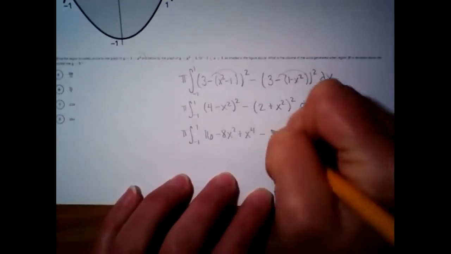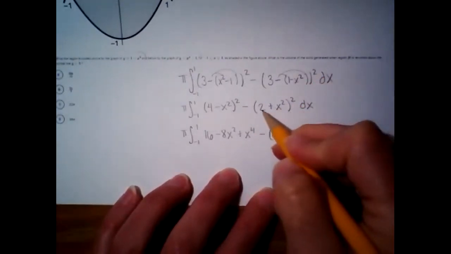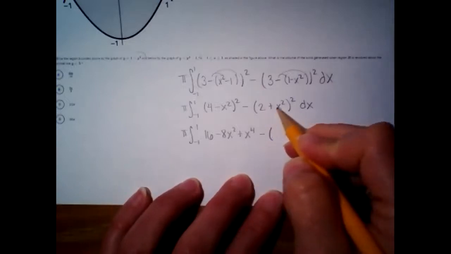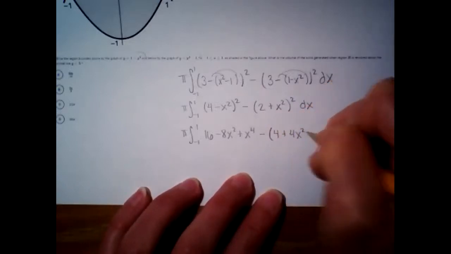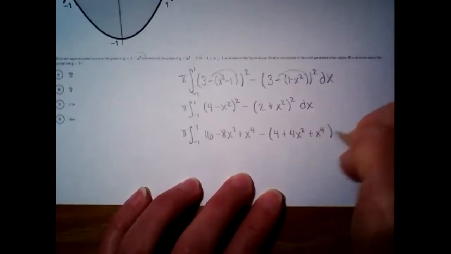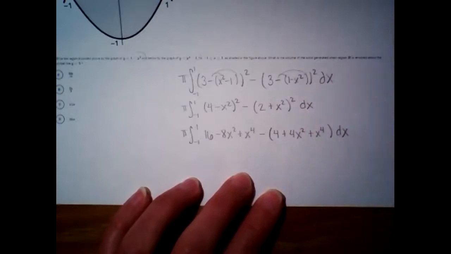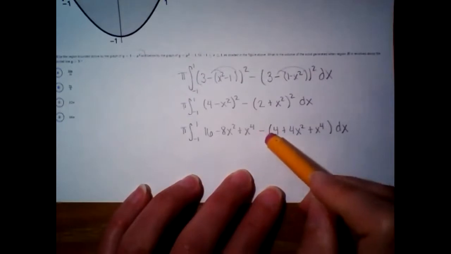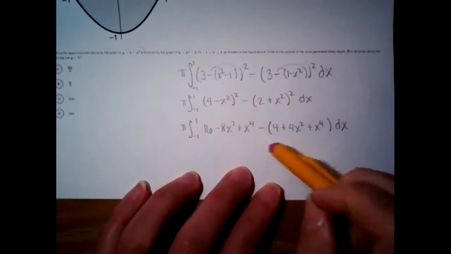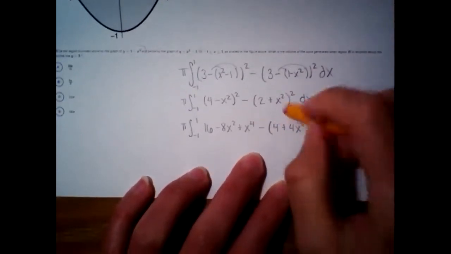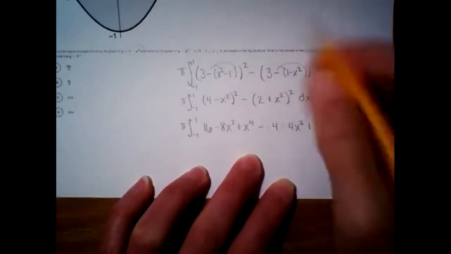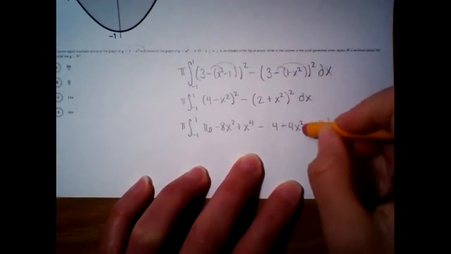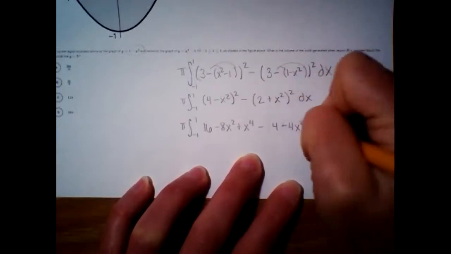And then this one, we're going to subtract the whole thing. Again, it would be 2 plus x squared times 2 plus x squared. That would be 4 plus 4x squared plus x to the 4th. And then I'm going to distribute the negative sign. I'm going to just go ahead and erase and fix the symbols for this. Distributing the negative through here will give us -4 minus 4x squared minus x to the 4th.